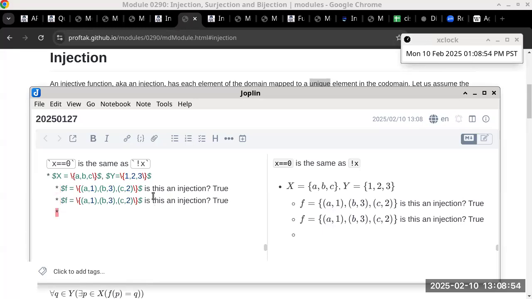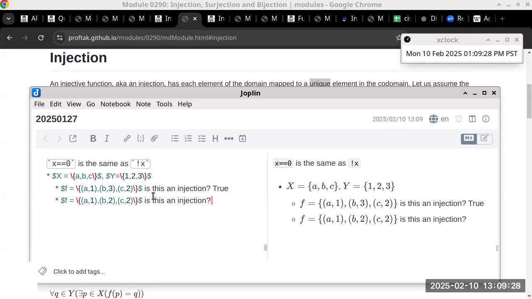Now, I'll give you an example where it is not an injection. All I have to do is to do something like this. So now you ask the question, is this one an injection? Okay, let me fix the answer first. Get rid of the answer. So now you go through the same motion and go like, okay, A maps to one. Is anyone else mapping to one? Nobody else. Okay, so that's unique. B maps to two, and then you ask, is anyone else mapping to two? Oh, yes, C is also mapping to two, so it's not unique anymore. So this cannot be an injection, and it is false.